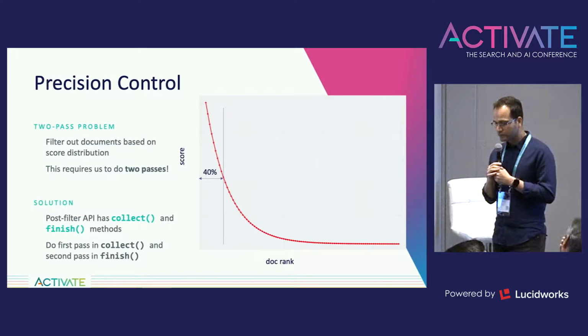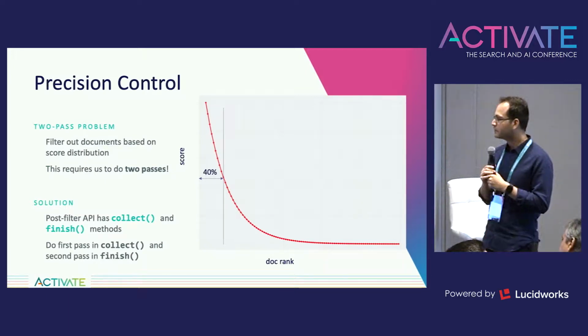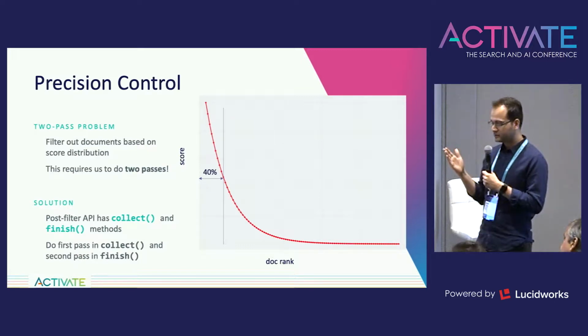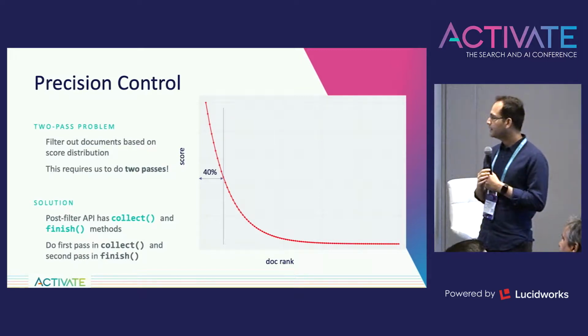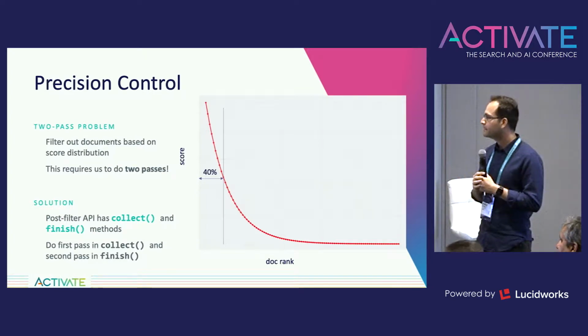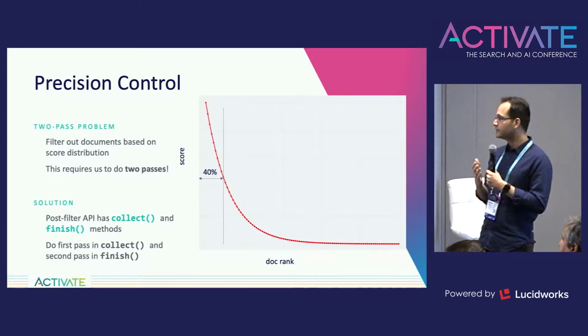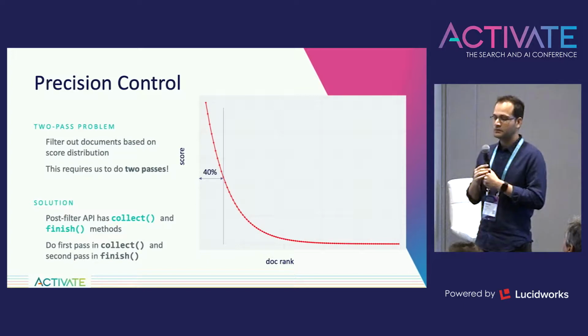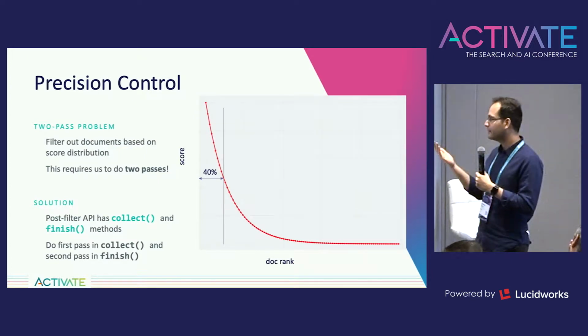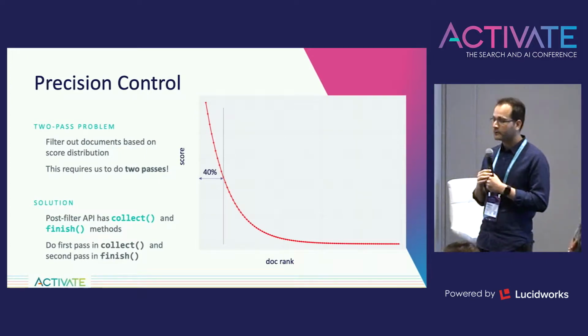And what we want to do is intelligently filter out, or rather put a threshold, a score threshold, in such a way that we retain only the most relevant documents. There are various ways to do this. The simplest is to take a percentage cutoff on the top scoring document. So you say, I only want to keep documents that are within 40% of the top score.